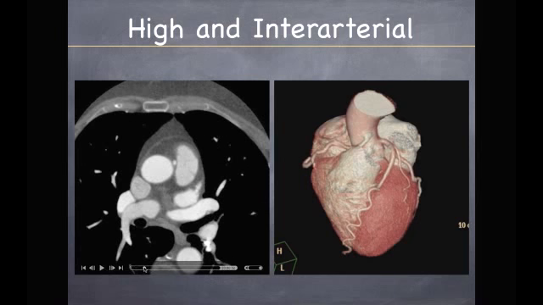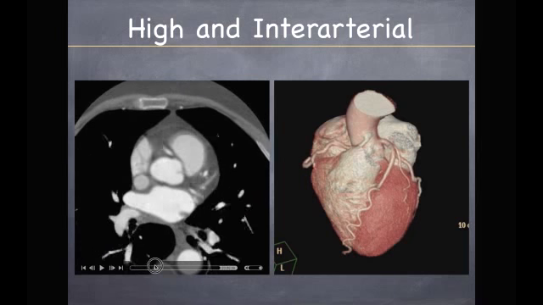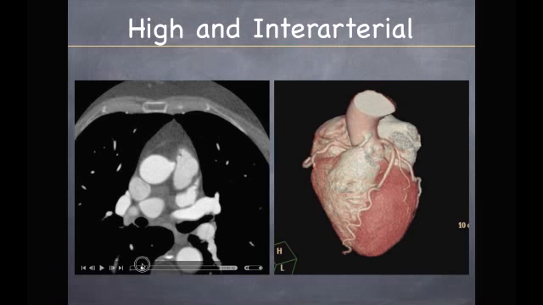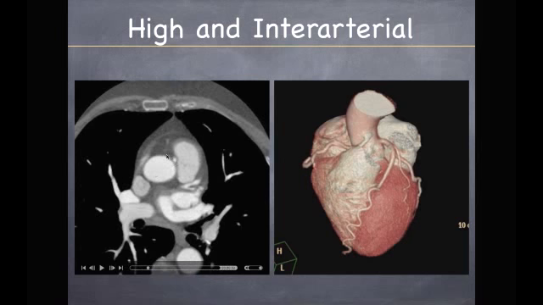Here's a little bit of a combination. Again, we're looking at a high takeoff. So this coronary artery comes off very high. You can see here the sinotubular junction is about here, and you can see that this vessel is coming off very high off the tubular portion of the aorta. In addition to that, it's traversing between the aorta and the pulmonary artery.